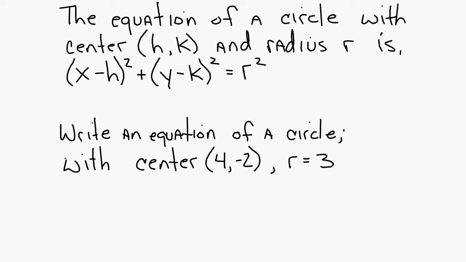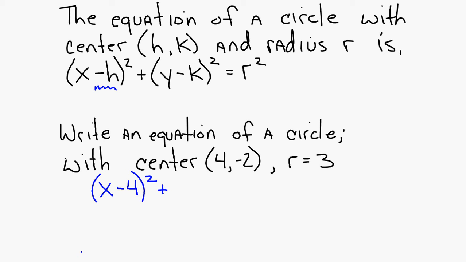Your equation will be x, and then the formula says x minus h. Minus also means the opposite of. So in this case, the x value of the center is 4. So in here goes a -4. And it's squared.